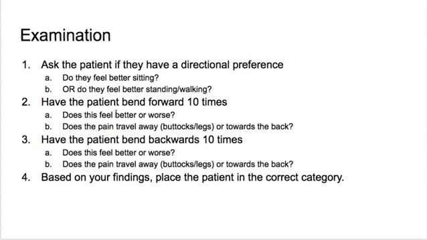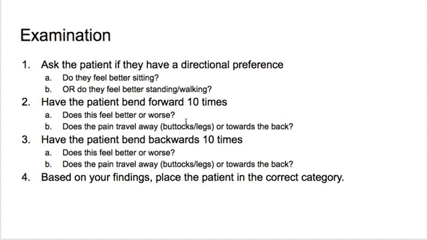So in order to classify people, we first have to ask questions about different positions that might make them feel worse. Typically, people who have a directional preference feel better sitting or standing and walking. People who like extension don't mind walking. People who don't like flexion have a difficult time sitting, for example.